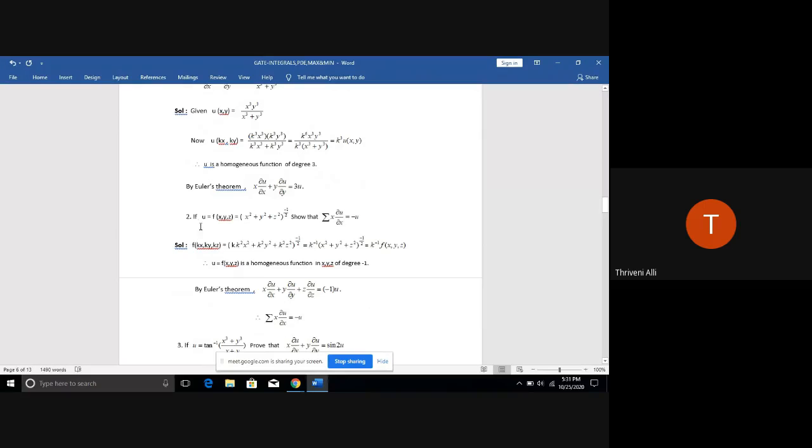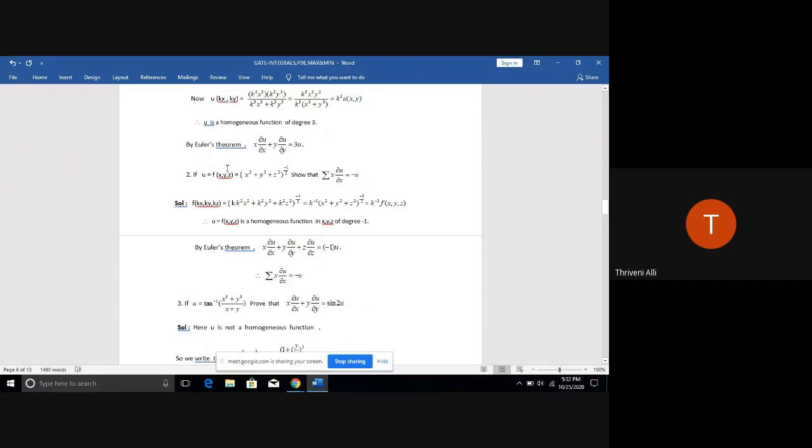Next, if u is a function of x, y, z, which is defined as (x² + y² + z²)^(-1/2), show that the summation x ∂u/∂x equals -u. First of all, we check whether it is a homogeneous function or not, and of which degree. So it is a homogeneous function. By replacing kx, ky, kz in the place of x, y, z, we get the constant k to the power n, where n is -1 here, into f.